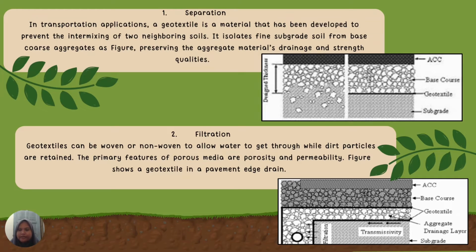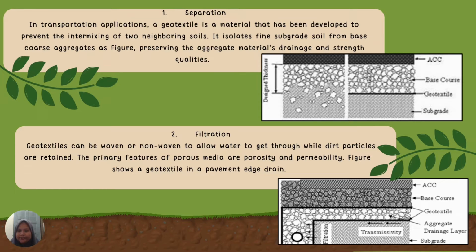First is separation, where the geotextile material was developed to prevent the intermixing of two neighboring soils. It will isolate fine subgrade soil from the base course aggregate. As the figure shows, the left condition is where there is no geotextile, and for the right condition, the geotextile is in between the subgrade at the lower and the base course at the upper.